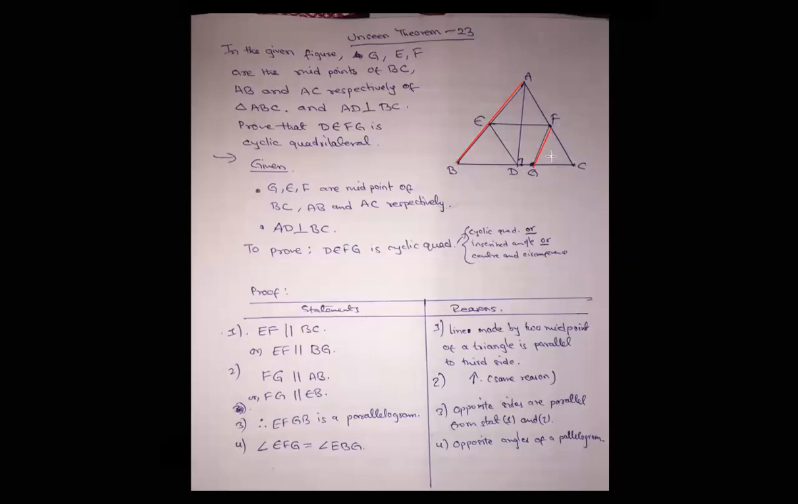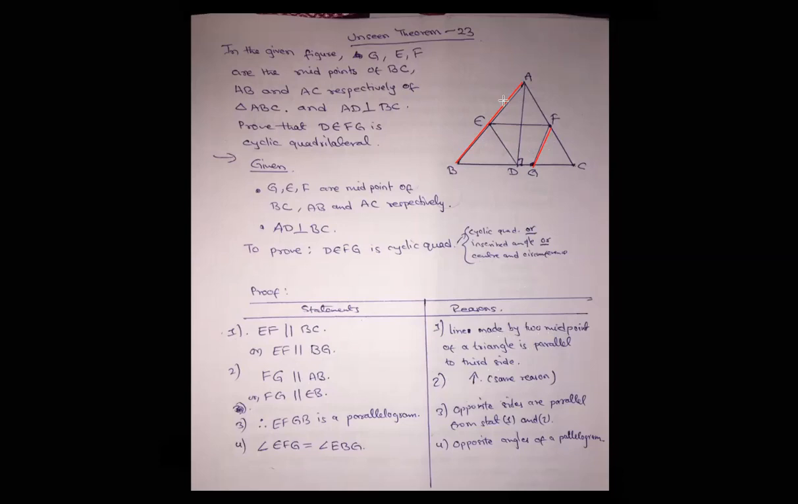Here they are parallel. So FG is parallel to AB, they are parallel to each other. Same reason, okay. So the line made by two midpoints of a triangle is parallel to the third side. Okay, so a line parallel to the third side. So how they meet at a point.